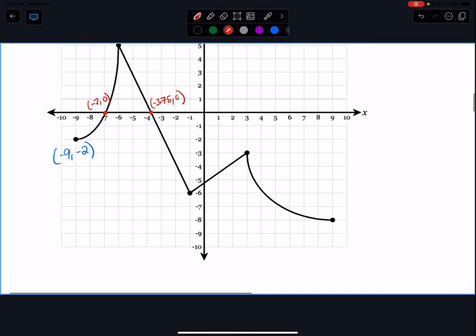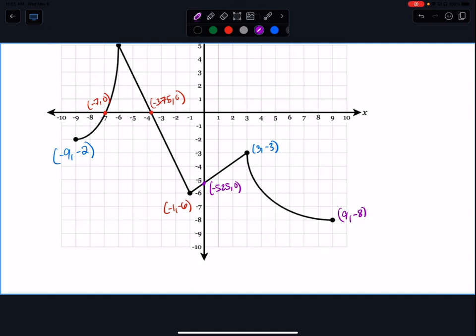All right, and then I have another coordinate here. So I got -1, comma, -6. I have a y-intercept here. I like that coordinate. This is going to be -5. We'll say 5.25, comma, 0. Another coordinate here, which is 3, comma, -3. And my last coordinate here, which is 9, comma, -8.